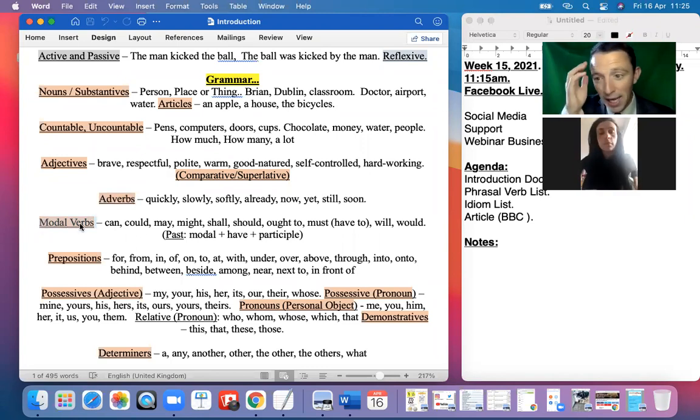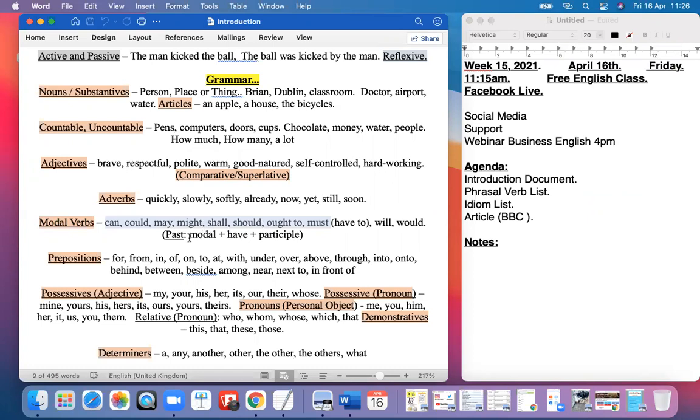Modal verbs. So we have a lot of verbs that are very particular in English called modal verbs. You can see can, could, may, might, shall, should, ought to, and must. And they are very, very important in relation to English. They're very particular. For example, can is ability and permission. Could, may, and might are for possibilities and for options. Shall is very formal for a question.